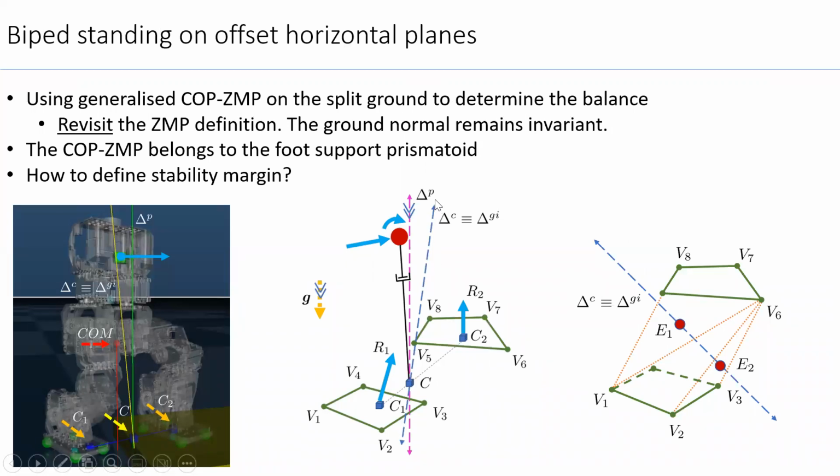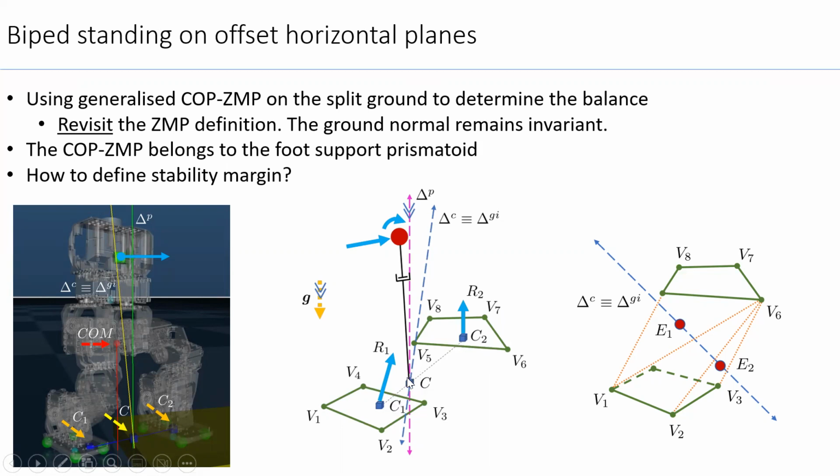Instead, we just have to use the whole ZMP axis, a suitable point on that. So the generalized COP ZMP is defined as a point which is on the line segment joining the center of foot COPs, based on the amount of loads that the feet have.